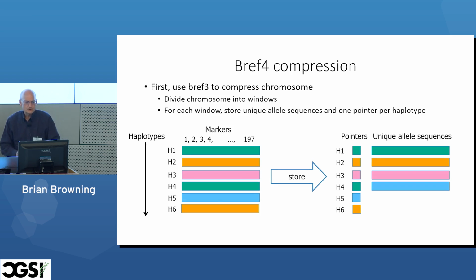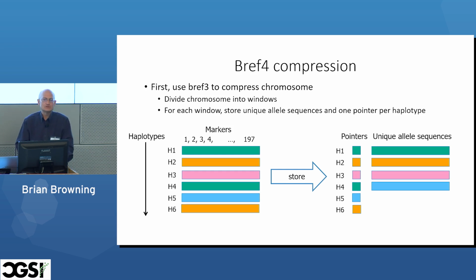Now I want to talk about a method. This is unpublished, but it's getting close to publication, called BREF4. It's the follow-up method to BREF3 that tries to give you the best of both worlds. It tries to give you the ability to do analysis directly on compressed data so that you never have to decompress the data, and approach or come very close to PBWT compression. Can you have your cake and eat it too?